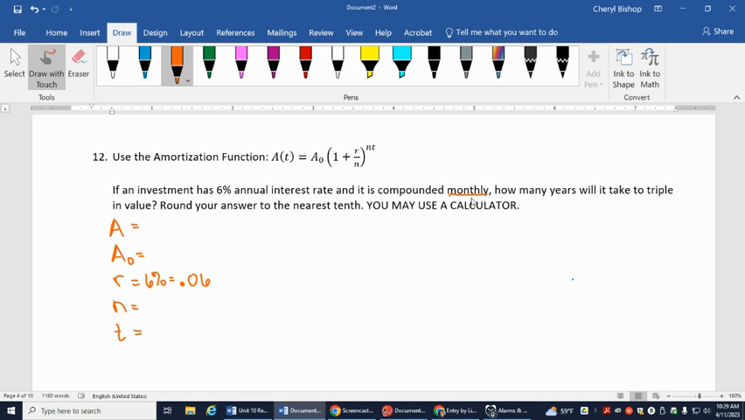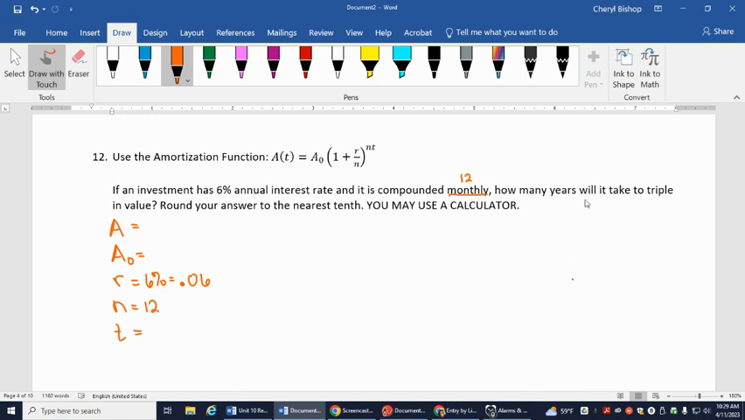Where does it go? The number of times it's compounded per year? The number of times it's compounded, N. And monthly means how many times per year? 12.